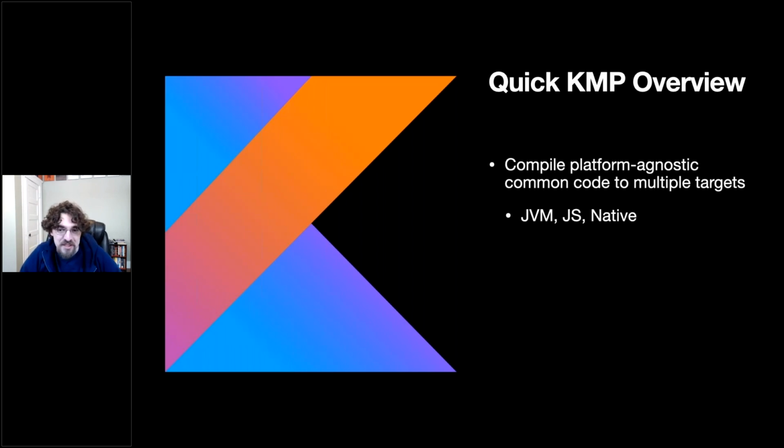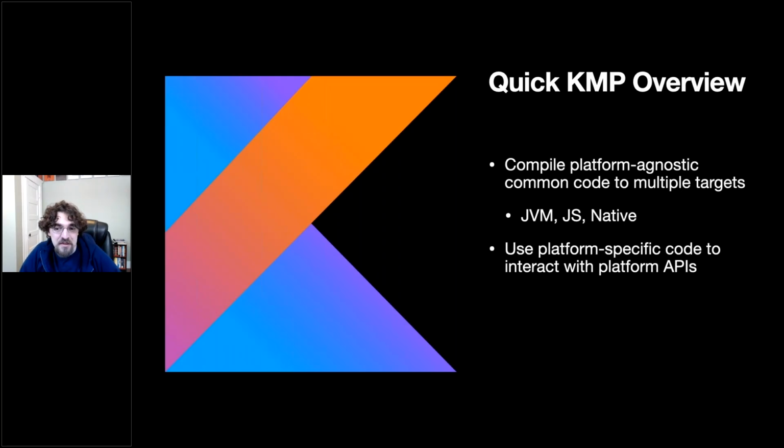That might be JVM, which is Android or server-side Java, JavaScript, which might be browser or Node, or native, which might be desktop native, embedded, or iOS. And then you can use platform-specific code to talk to the APIs of those individual platforms. We're all very used to the smooth JVM interop that Kotlin has on the Java and Android side, and you have similar interop with the platform APIs of whichever other platform you're running on from your platform code.